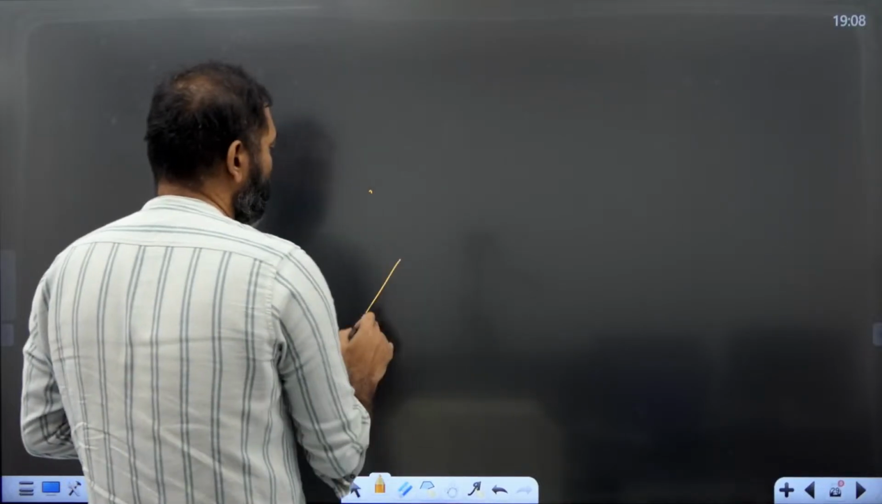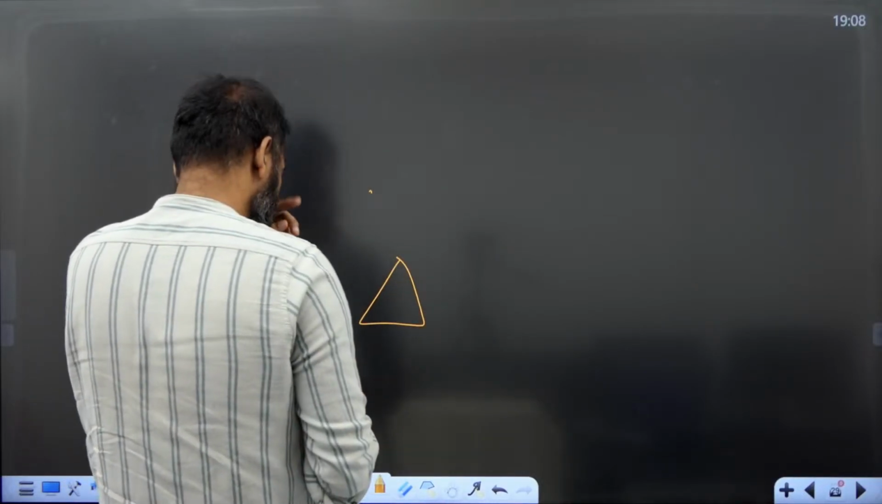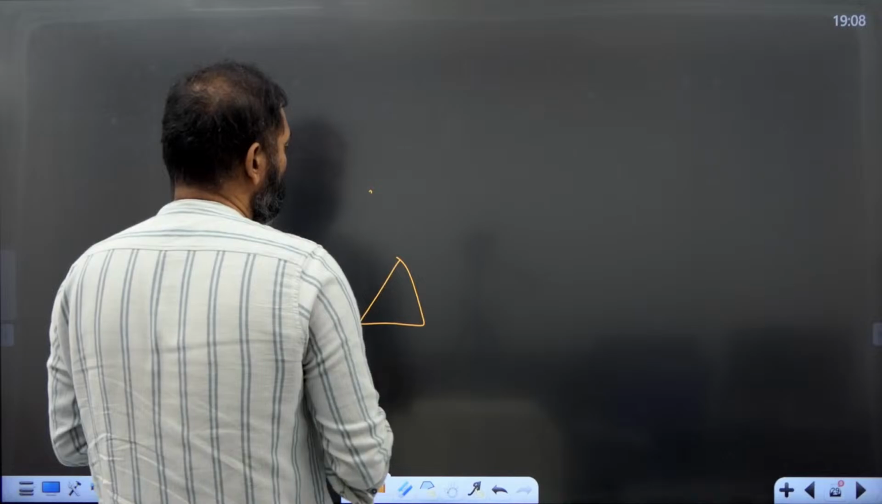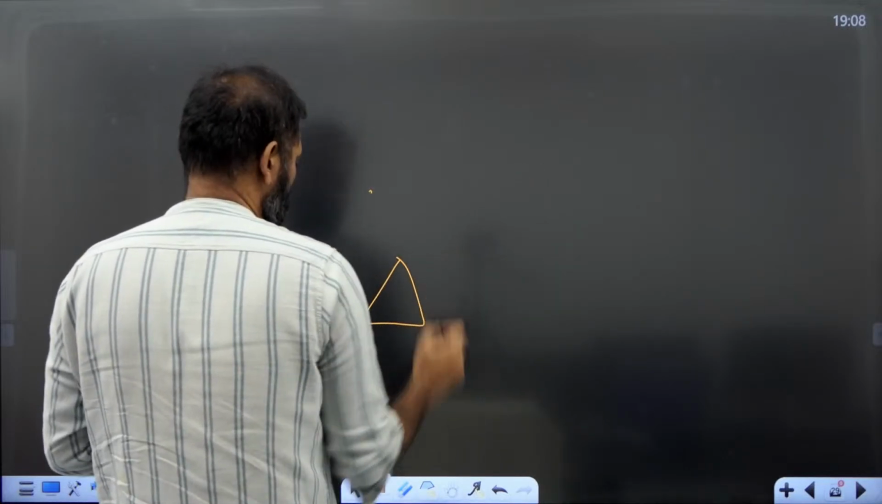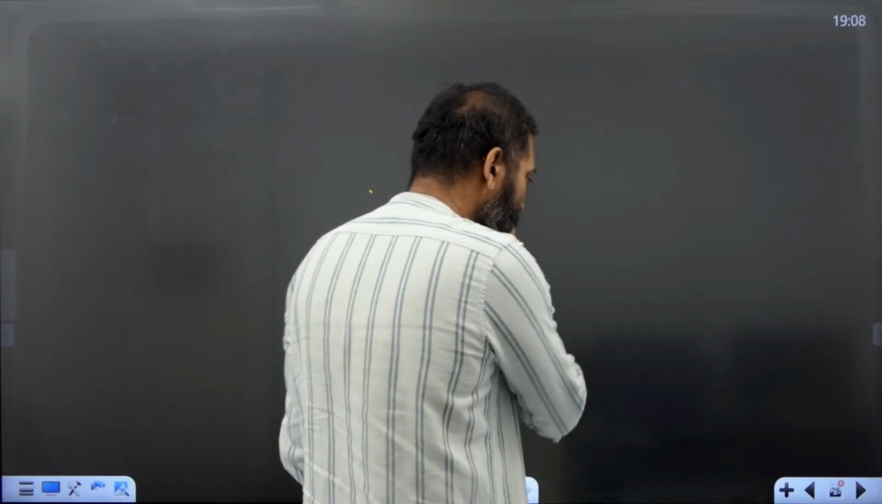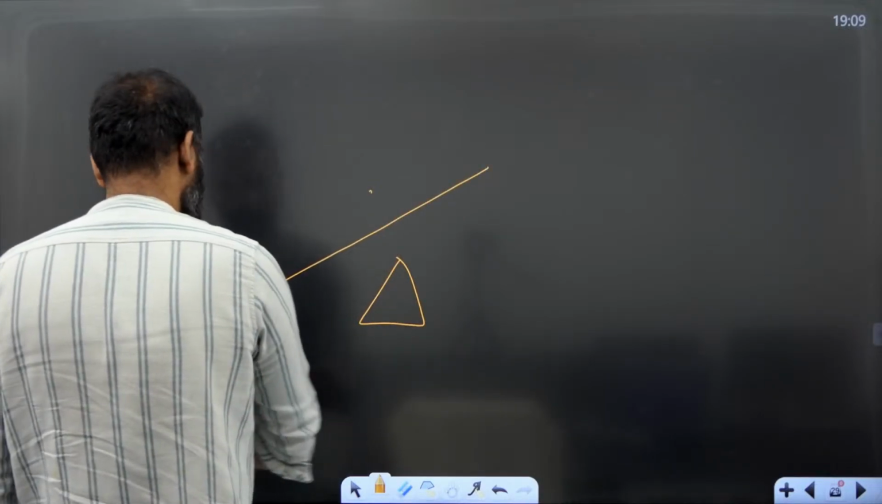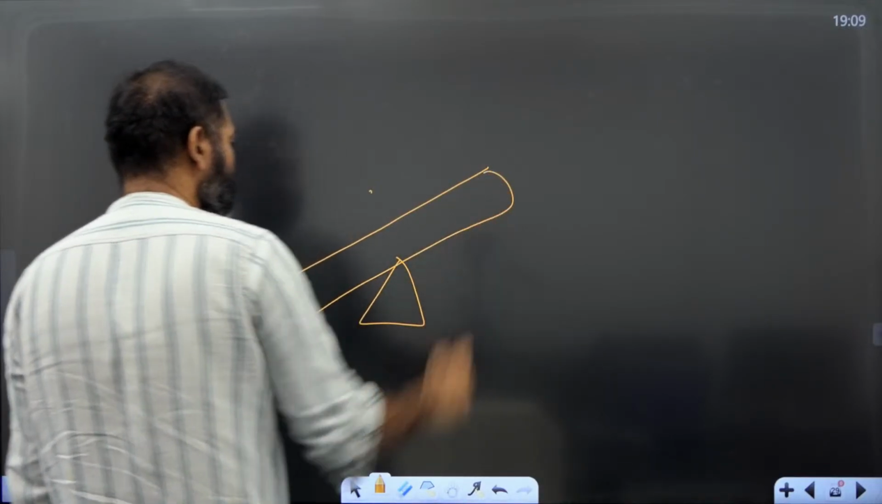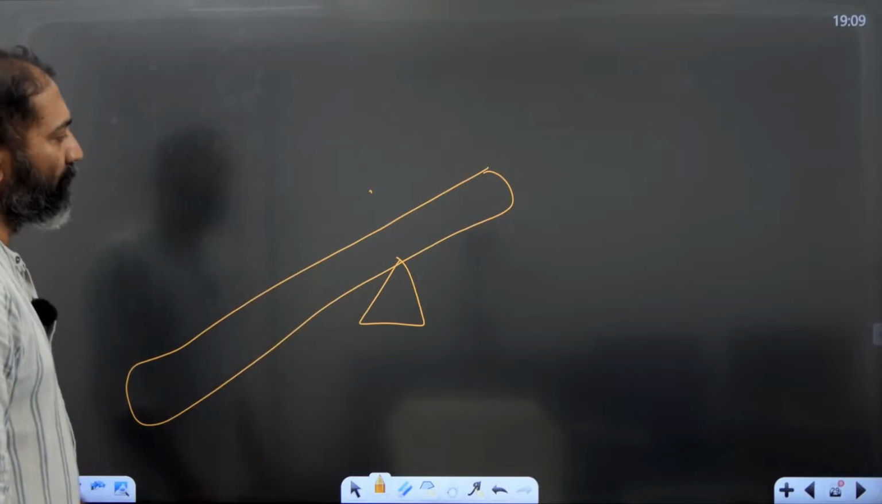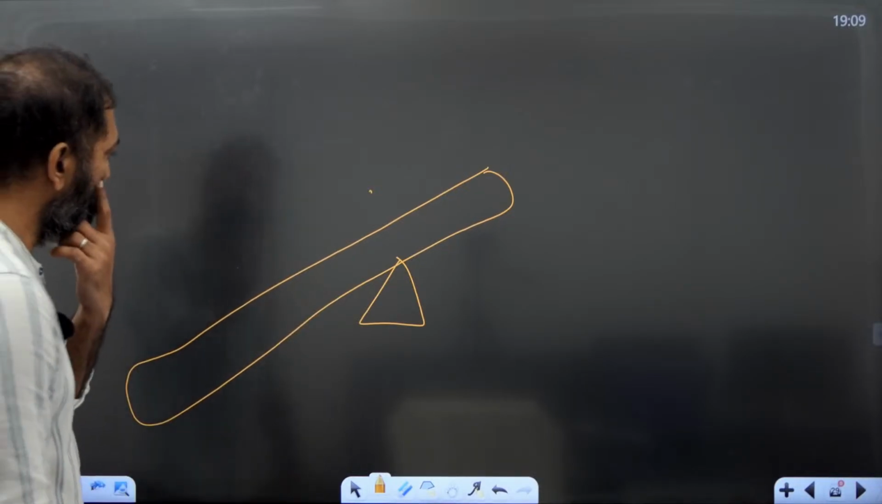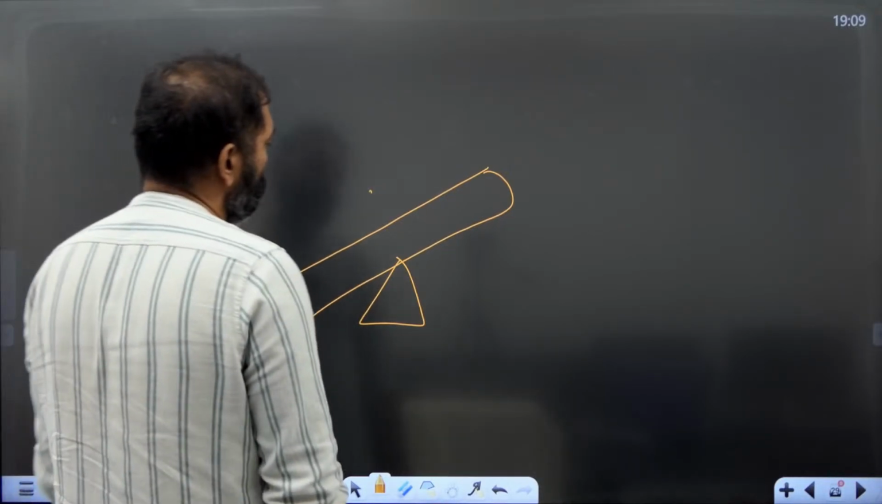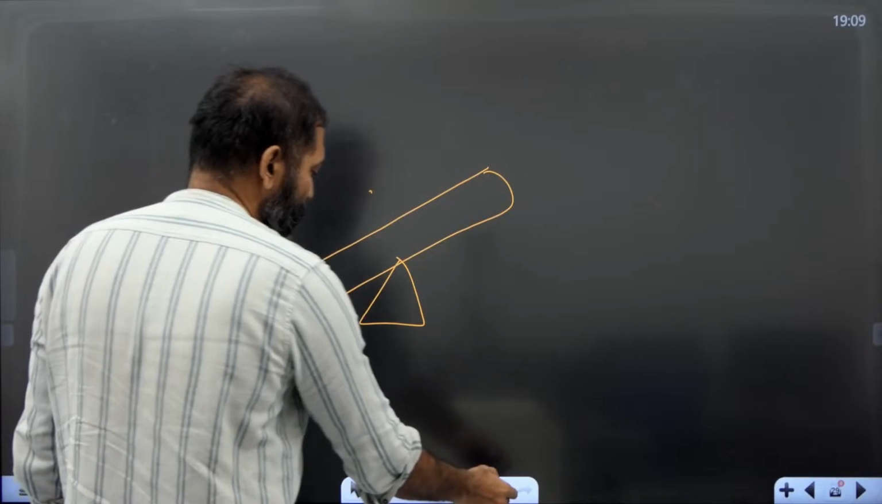Next time, suppose you want to move a big rock. How to do that? Should you place the fulcrum at the middle? Is this the way? This is the wrong way to move it, isn't it?